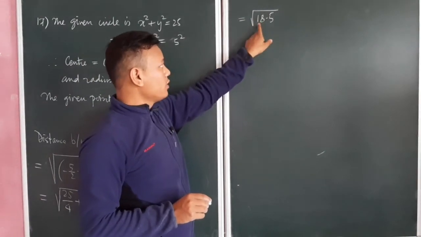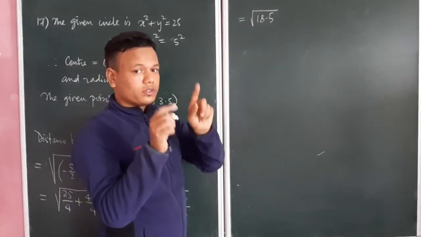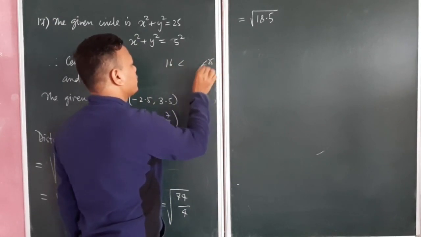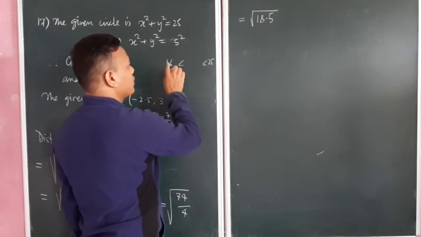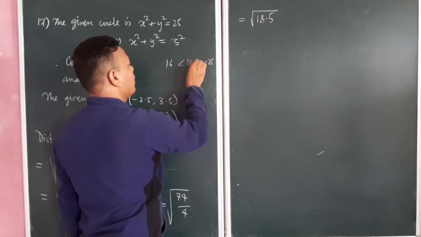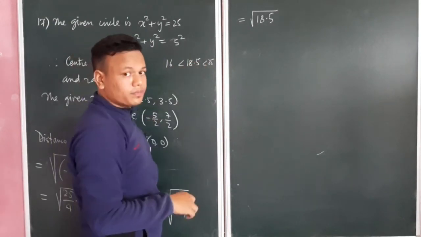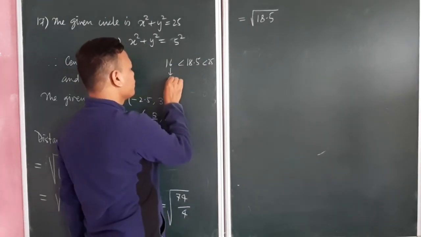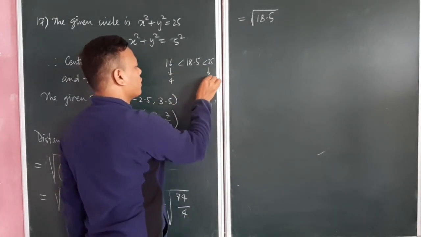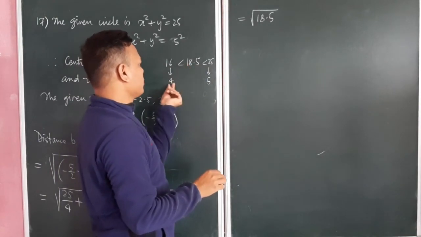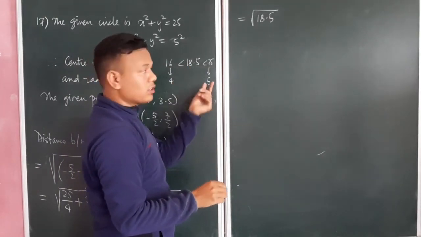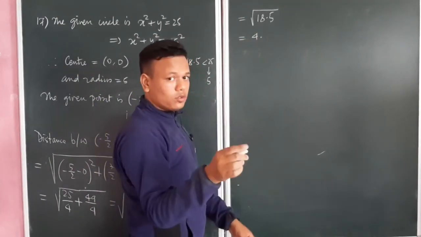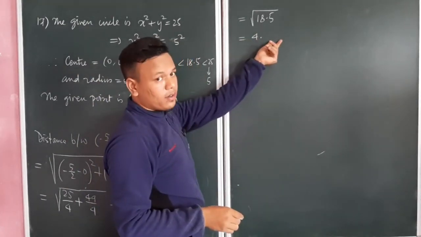Now if you see this, this lies in between two perfect squares, that is 16 and 25. So basically this number, 18.5, is greater than 16 and less than 25. The square root of 16 is 4 and the square root of 25 is 5. So basically the square root of this lies in between 4 and 5. So it will be 4 point something. Okay, so what is that something? You can use your calculator and write it.